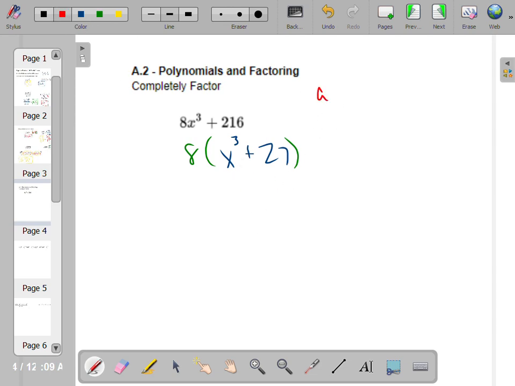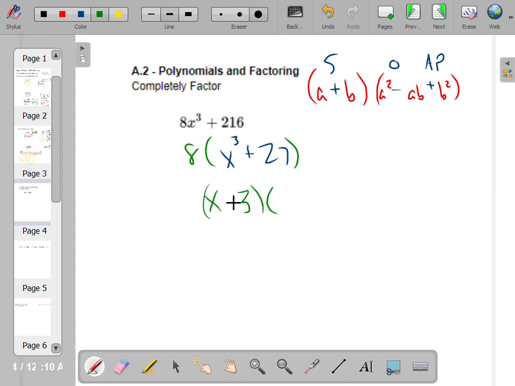If you don't remember sum of cubes, it's (A plus B)(A squared minus AB plus B squared). And then the way you remember the signs is SOAP, S-O-A-P: same, opposite, always positive. So the same sign, if this is positive, that'll be positive. The opposite sign, and then always positive is always positive. So we take the cube root of x cubed, x, the cube root of 27, 3, A, B, A squared, their product, AB, B squared, 9.